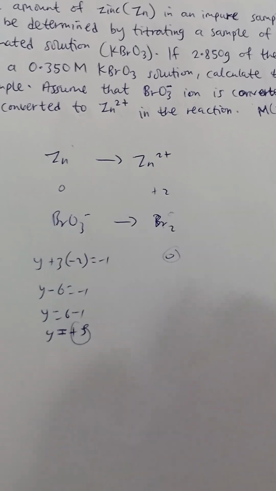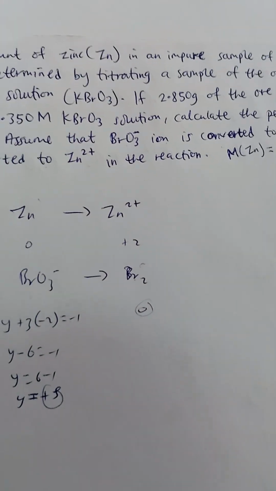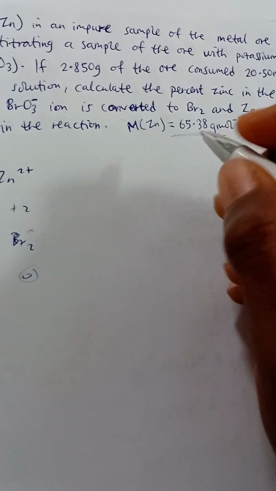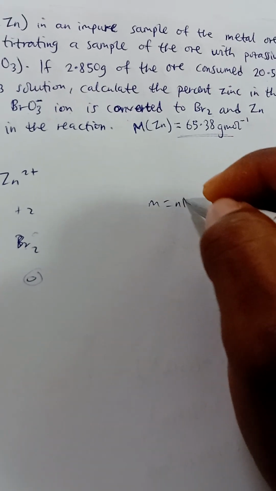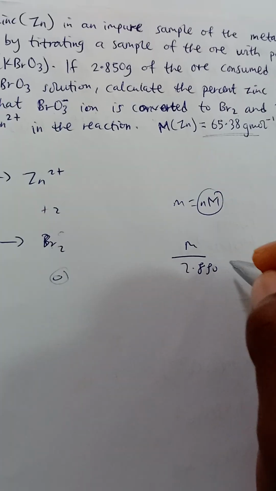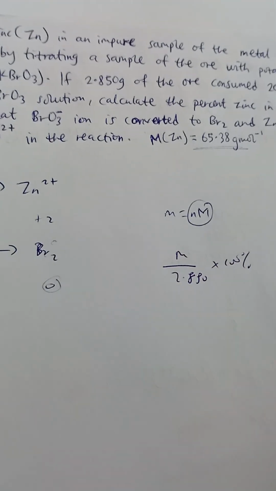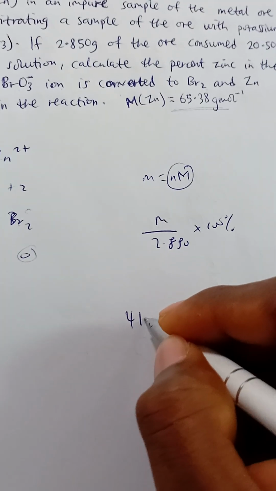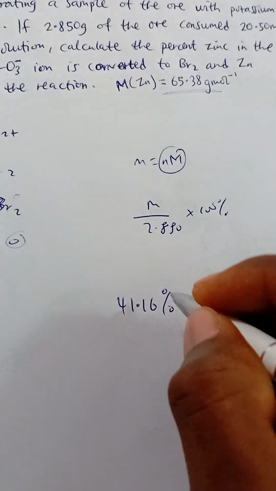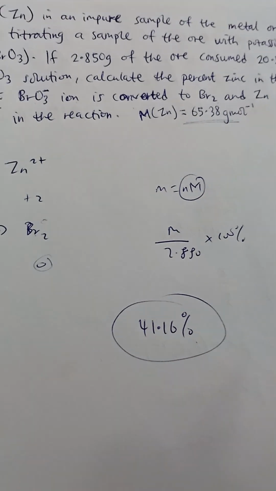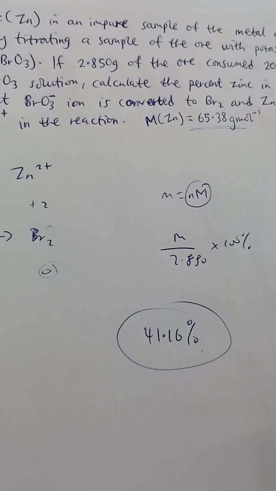After getting the mole of the zinc, you can find the mass of the zinc because we're given the molar mass of the zinc. You know that mass is what? Moles times molar mass. After getting the mass of the zinc, then that mass of the zinc over the mass of the ore times 100% should give you the percent zinc. So the percent zinc is 41.16%. Solve it and see if you will get the same answer based on the explanation I gave. I wish you the very best in your exams.